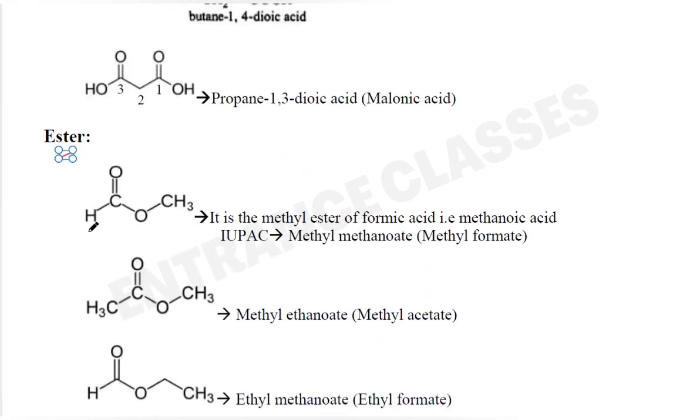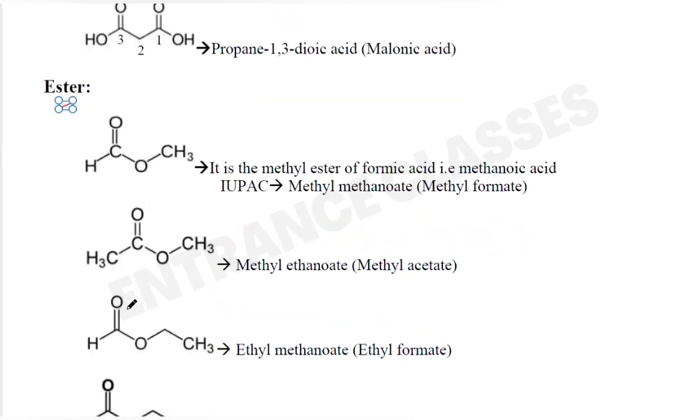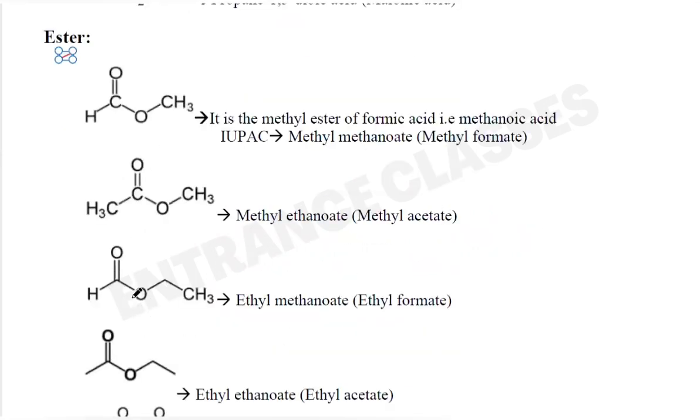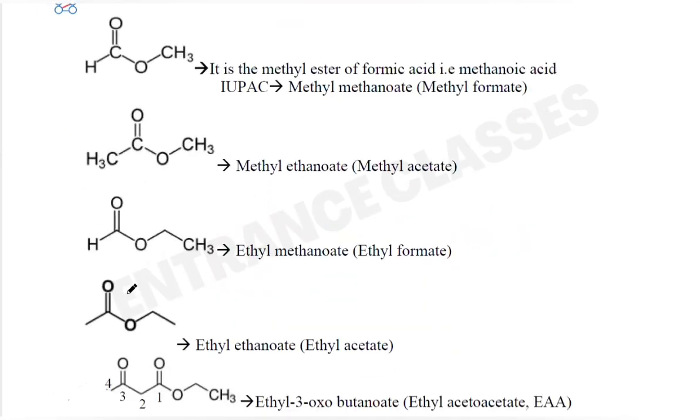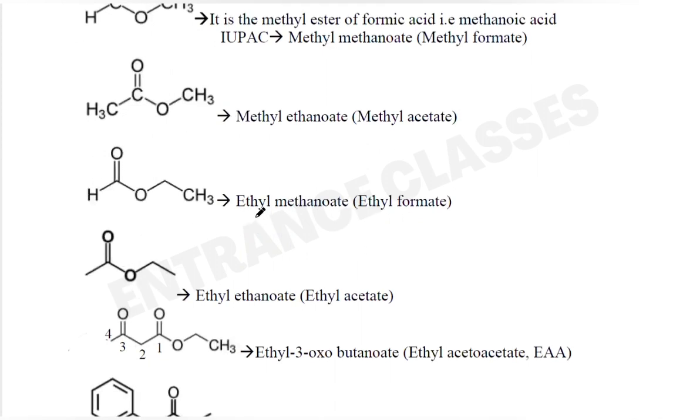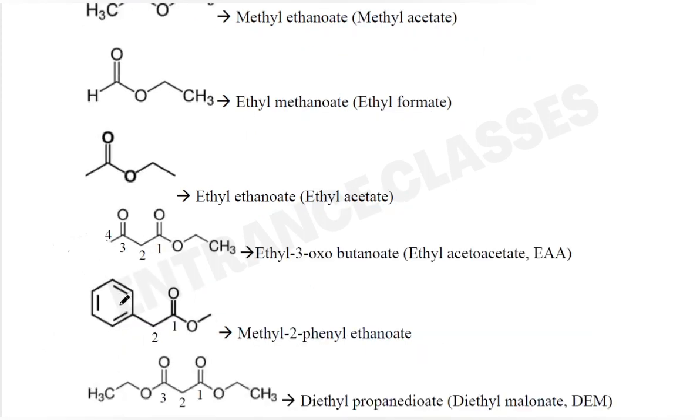Now ester, and we know for ester, the parent acid should be named after mentioning the alkyl group. This is methyl methanoate. The ate is to be added after the naming of the acid. This is acetic acid, that is ethanoic acid in IUPAC. So this is methyl ethanoate. This is formic acid, that is methanoic acid, ethyl methanoate. Right? It's ethyl formate. In IUPAC, it will be ethyl methanoate. This is acetic acid, ethyl derivative, ethyl ethanoate.